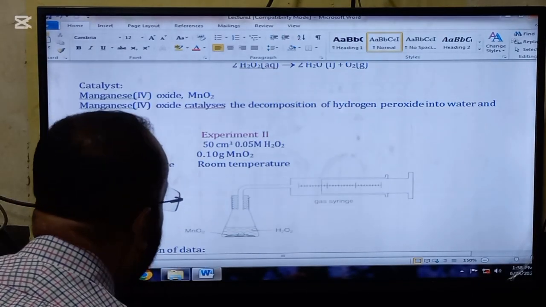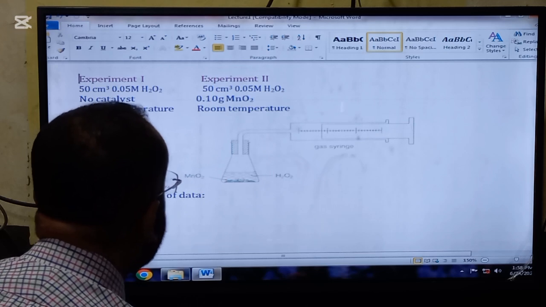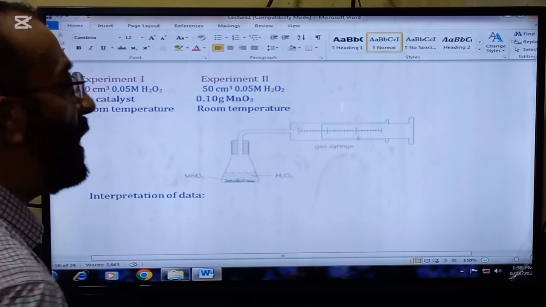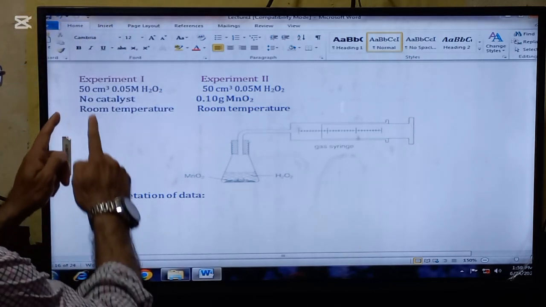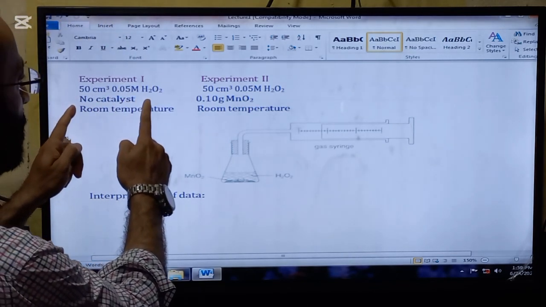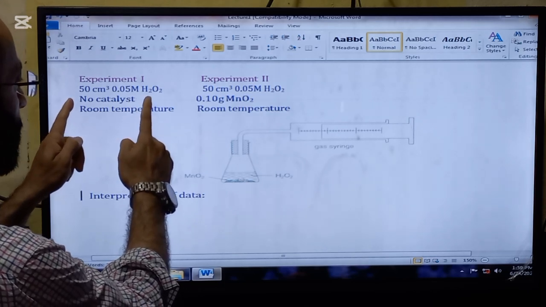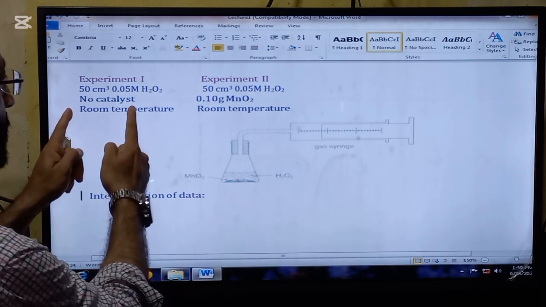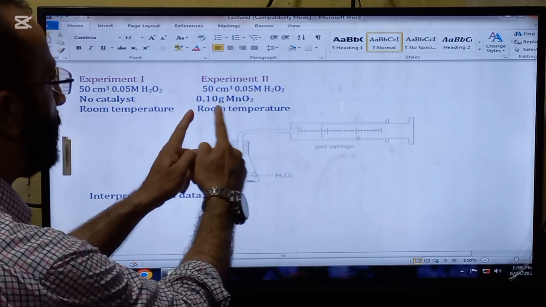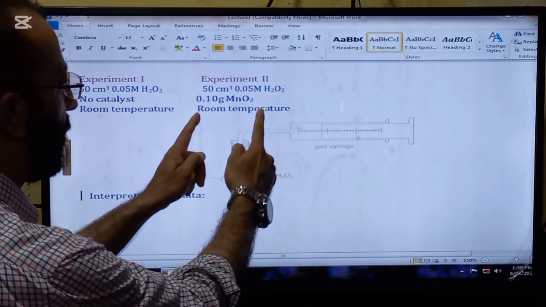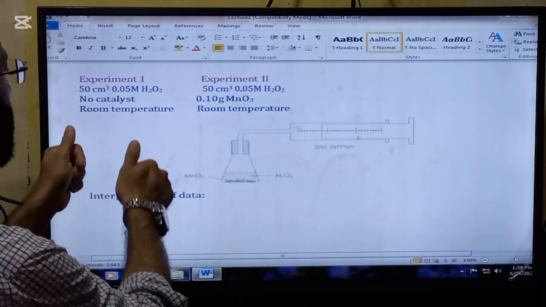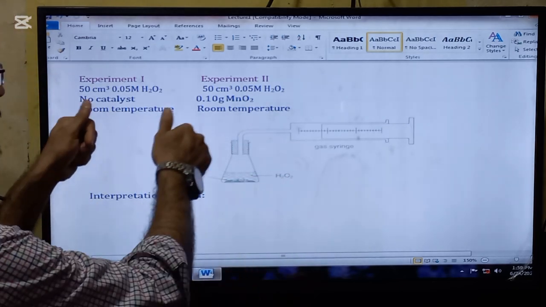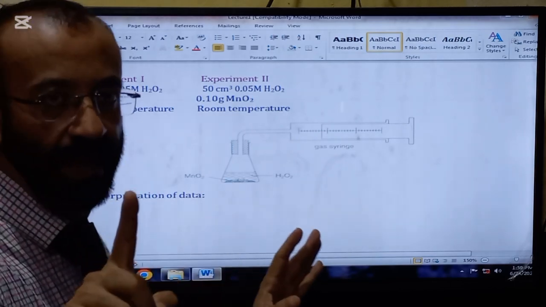So we will conduct two types of experiments with the same conditions. The only difference will be the catalyst. So look now, 50 centimeter cube of 0.05 molarity H2O2. The same thing is taken in the second experiment. In the first experiment, no catalyst is present, but in the second experiment, 0.10 grams of manganese oxide is present as a catalyst. Room temperature is there for both types of experiment. So conditions are the same except the catalyst.